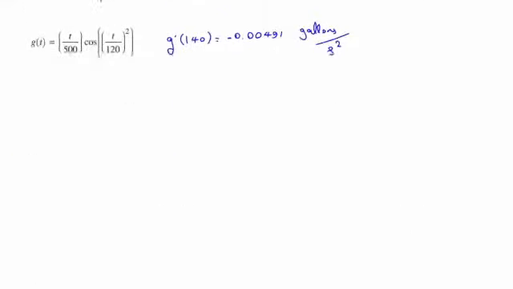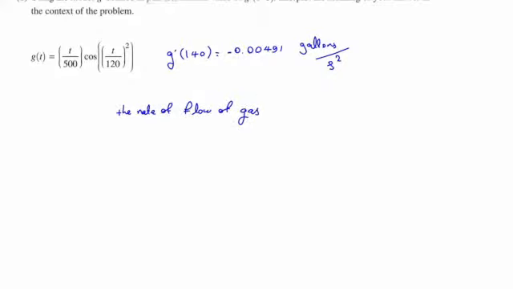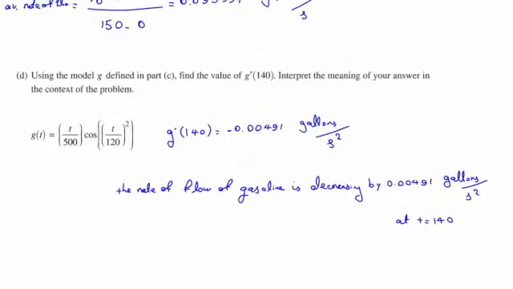The rate of flow of gasoline is decreasing by 0.00491 gallons per second squared at t equal to 140. Okay, so we've solved this problem completely.